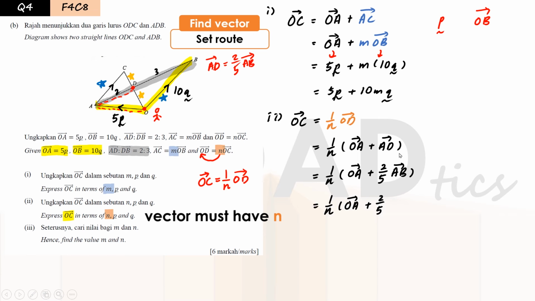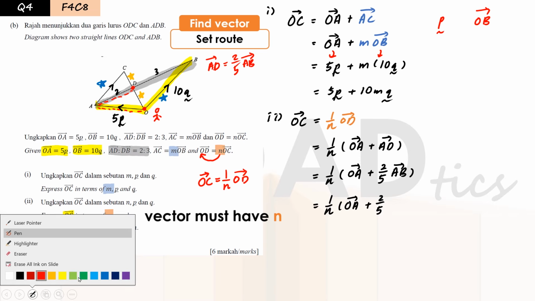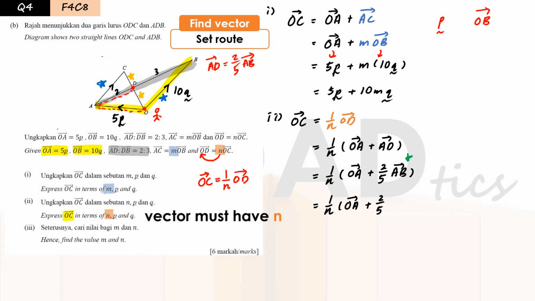Okay, so now let's focus on finding AB. Okay, and let me use the green color pen. Okay, green color pen. So from A to B, what is the fastest way to go from A to B? Okay, I think we can use the highlighted lines. It will be easier for us to find the vectors. So A to O, and then O straight to B. Okay, simple as that. So A to O and O to B, we already have the vectors.